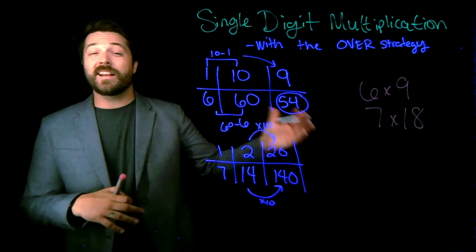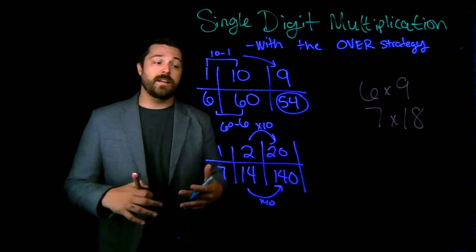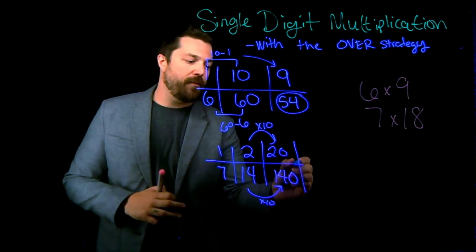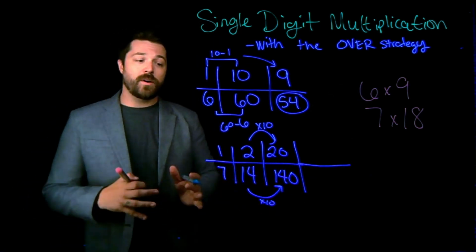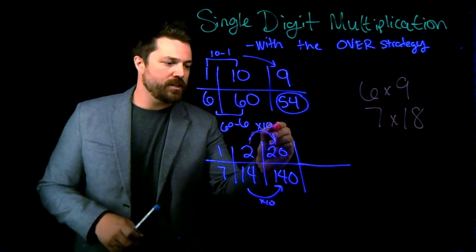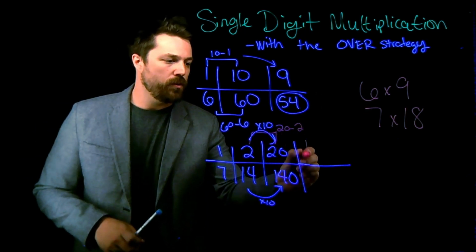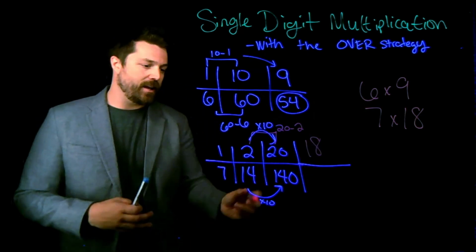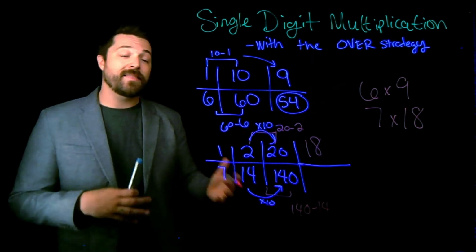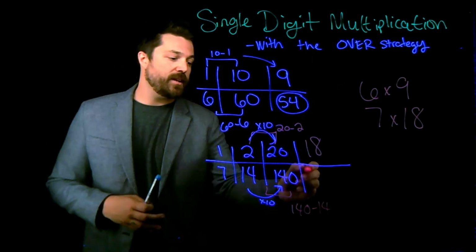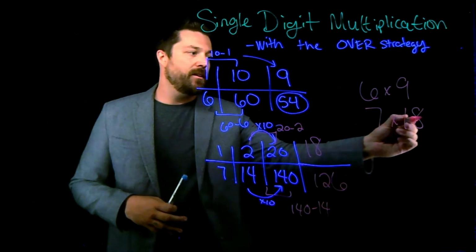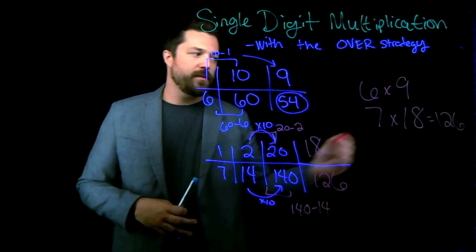Now, I only needed 18 sevens. I didn't need 20, so I have to think, how much too much do I have? And I have 2 groups of 7 too much. And so all I'm going to do now is think, well, since 20 minus 2 would give me the 18 that I need, I can do 140 minus 14, and that will give me 18 groups of 7, which is 126. So 7 times 18 is 126.